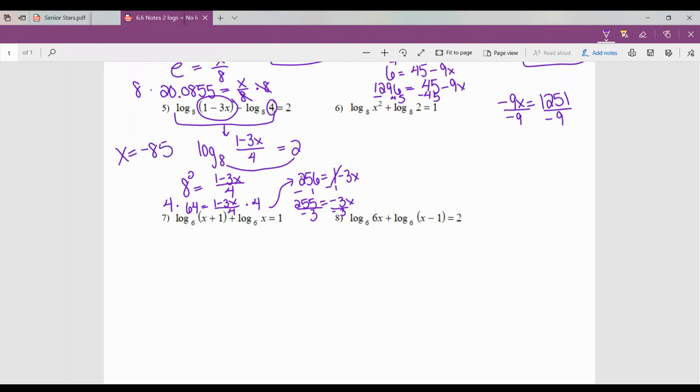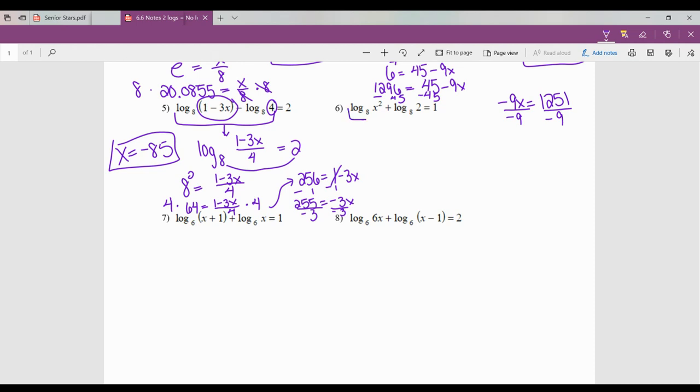Does that work? Negative 3 times a negative 85 is going to become plus, so that's 1 plus. So that works. So remember, we're checking to see, will it give me a negative number if I plug it back in? And it doesn't, so we're all set with that one.